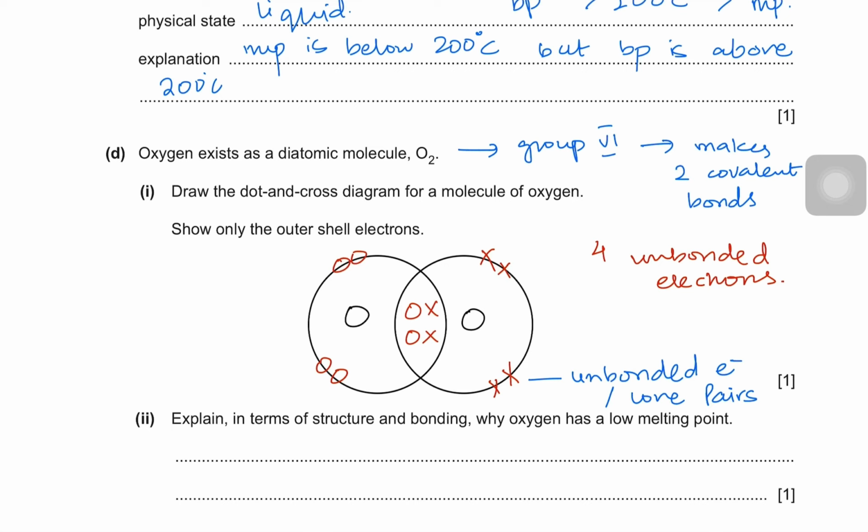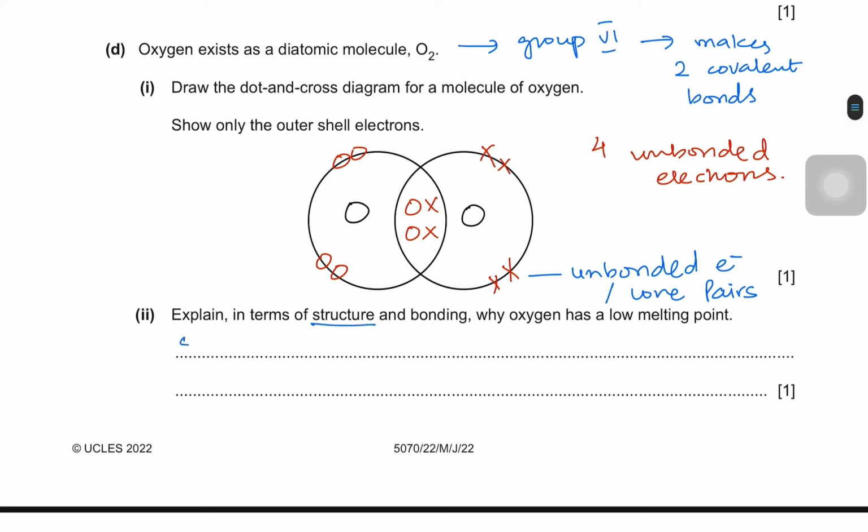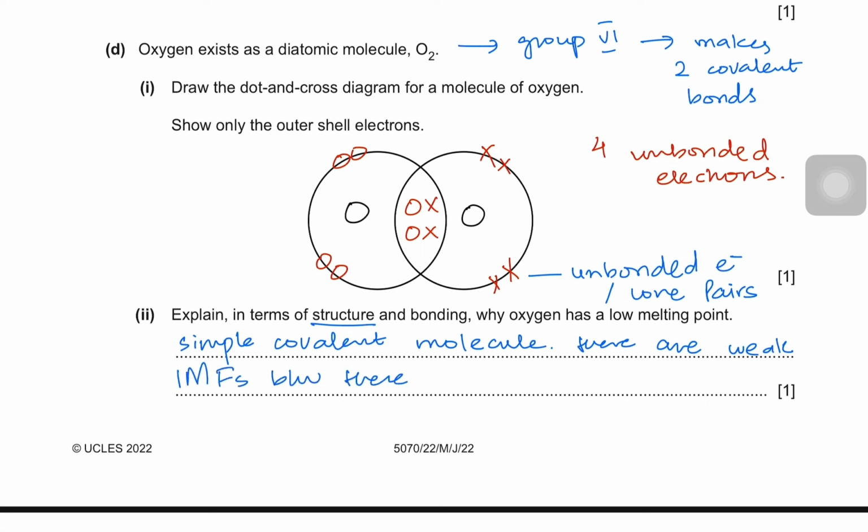Explain in terms of structure and bonding why oxygen has a low melting point. In terms of structure, I will say that it's a simple covalent molecule. Bonding or attraction means there are weak intermolecular forces between these molecules, and that should be enough. You can further say that these forces are easy to overcome.